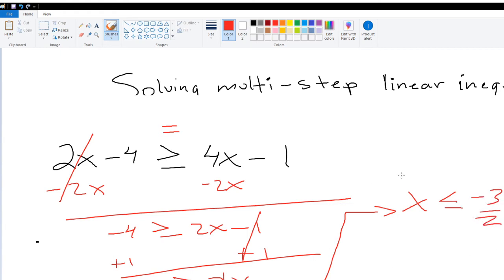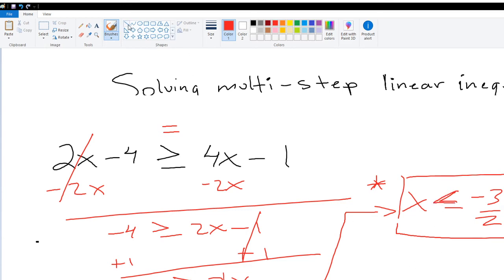Notice these two inequalities are equivalent. On this one here, we have the constant first, and then we have the variable. On this one over here, we have the variable first. But if you look carefully, the inequality is pointing to the x, just like this one here.